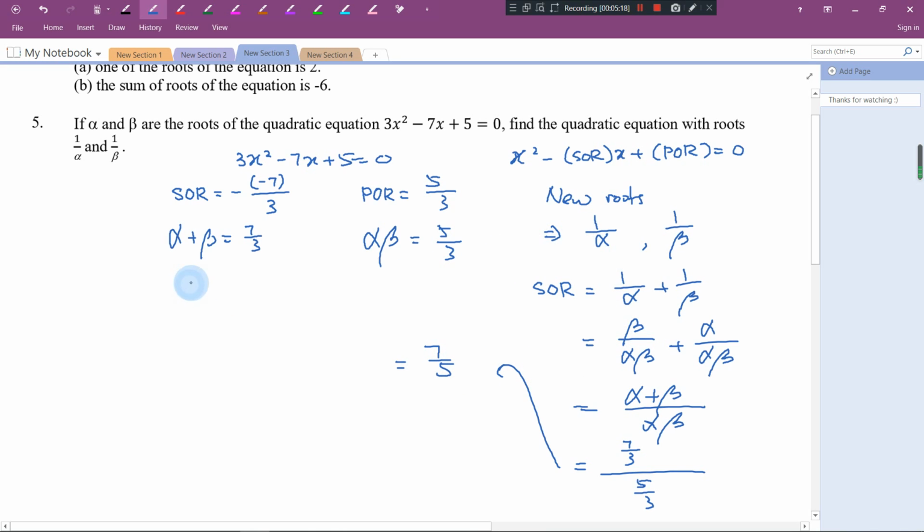Next, I want to find the product of roots. 1 over alpha times 1 over beta is equal to 1 over alpha beta. 1 over alpha beta is equal to this, and this part is equal to 3 over 5. Now I have the product of roots and I have the sum of roots. I can form the equation easily.